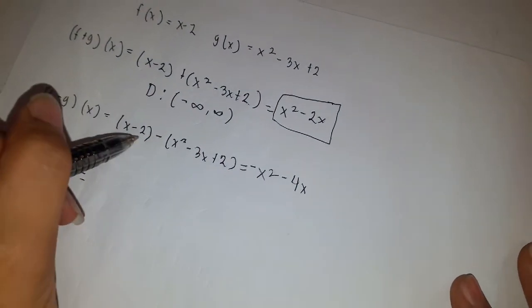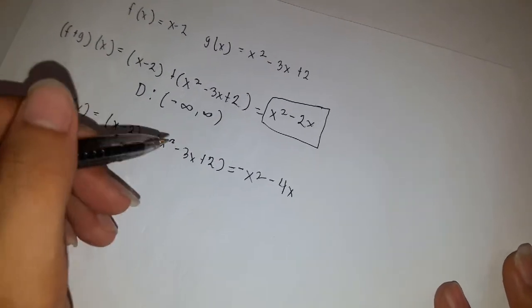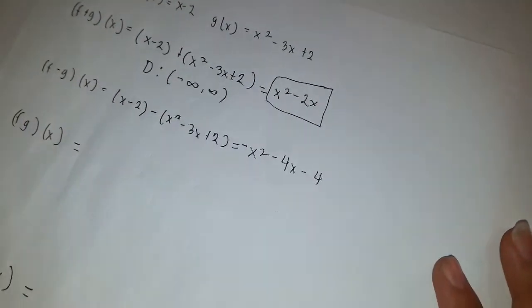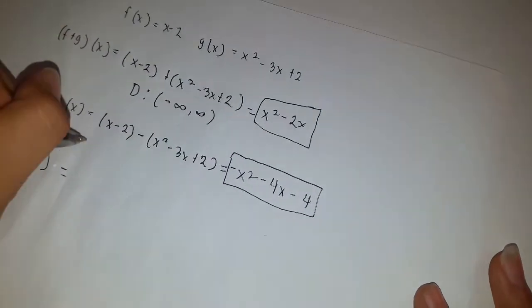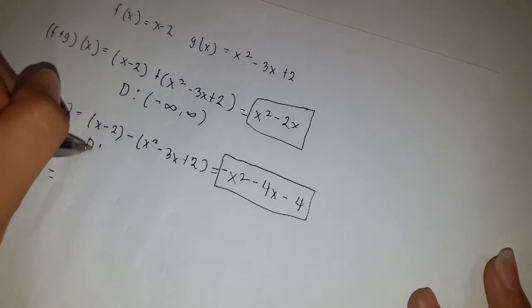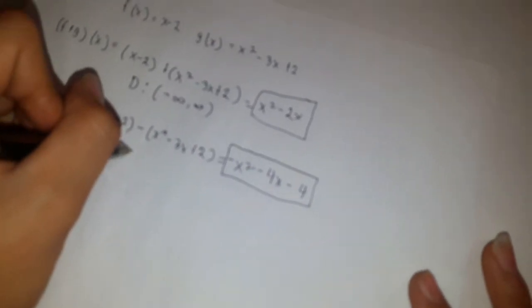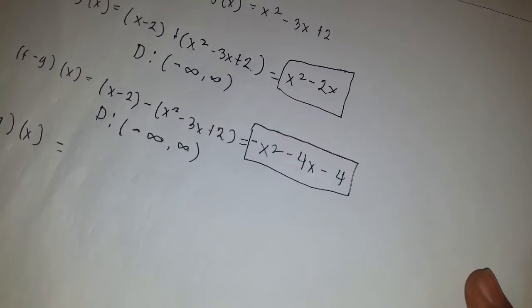Here, I have negative 2 minus 2, so equals negative 4. So let's go to our domain. Are there any restrictions? No. Negative infinity to infinity. Done.